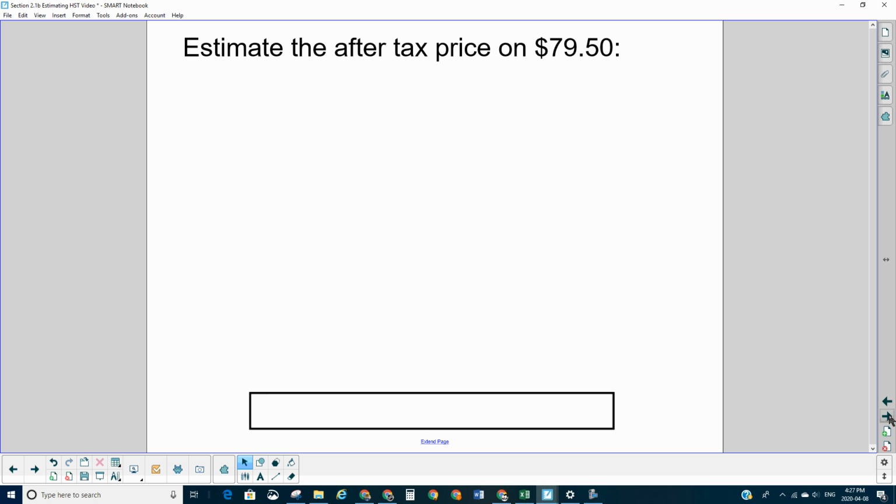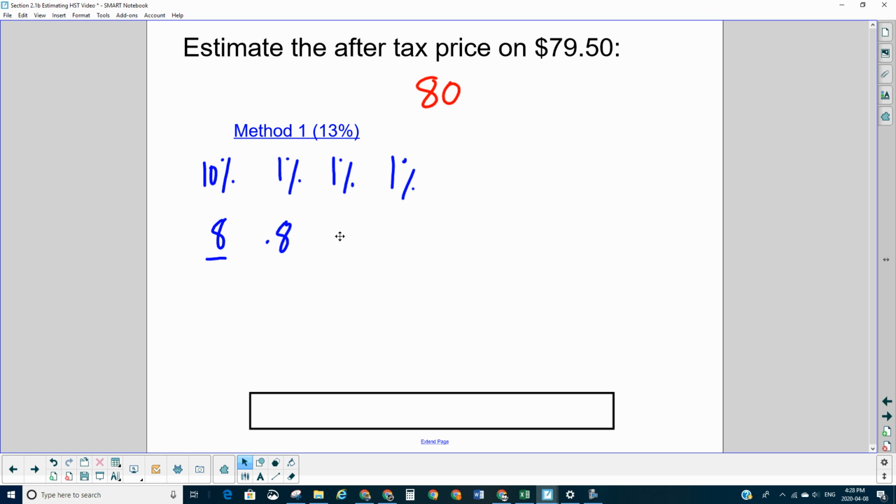This time, let's look at something for $79.50. So you're already thinking in your head, I hope, I'm not going to do math on that. I'm going to do the math on $80 instead. Let's use both methods. 13% is going to be the 10 plus the 3 ones. What's 10% of 80? Move the decimal place one spot, it's 8. 1%, we'll move it two spots, is 0.8. And so we get 0.8 for each of these.